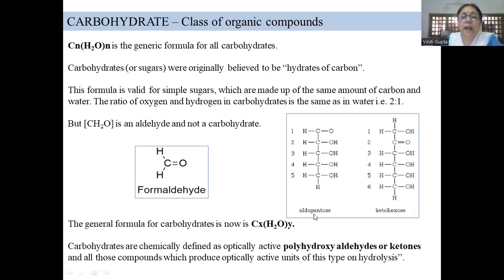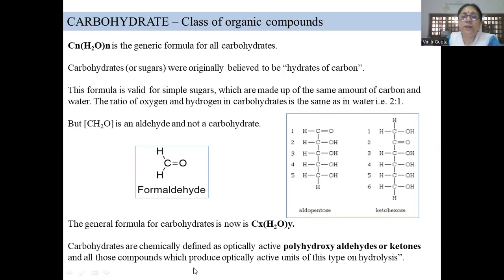Here we have two examples of carbohydrate molecules. Now, this is an aldopentose. You can have an aldotetrose or an aldohexose. Why is this a pentose? Because this molecule has 5 carbon atoms. This is a ketohexose. You can have a ketopentose or a ketotetrose. And why is this a hexose? Because the number of carbon atoms in this molecule is 6. Therefore, hexose. 5, therefore, pentose, penta.